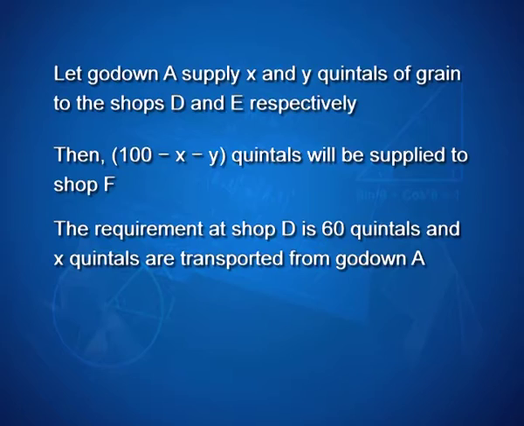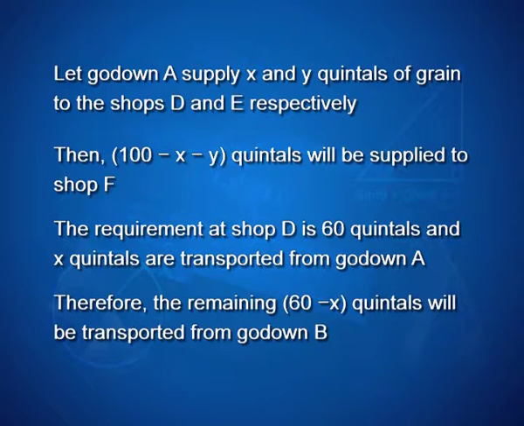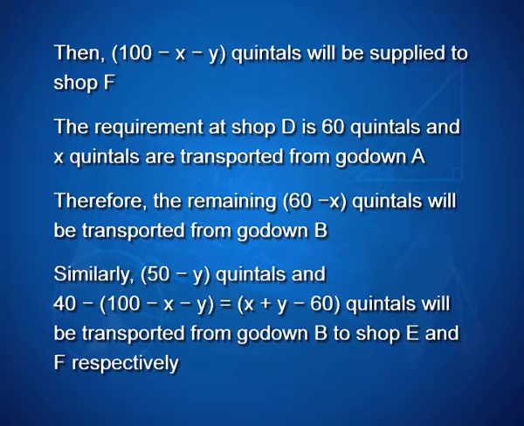Similarly, the requirement of shop D is 60 quintals and it has already received x quintals from A. Therefore, the remaining, that is 60 minus x quintals, must be transported from godown B. And now, if you follow that logic, then 50 minus y quintals must come from B to E, and the requirement of shop F will be met by the remaining quintals left with godown B, which amounts to 40 minus (100 minus x minus y), that is, x plus y minus 60.